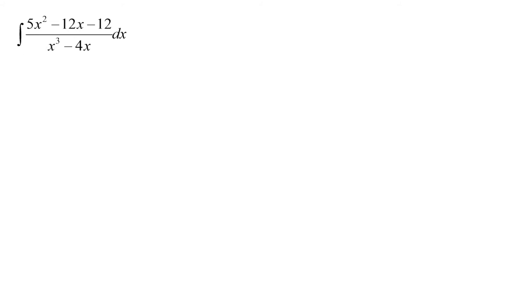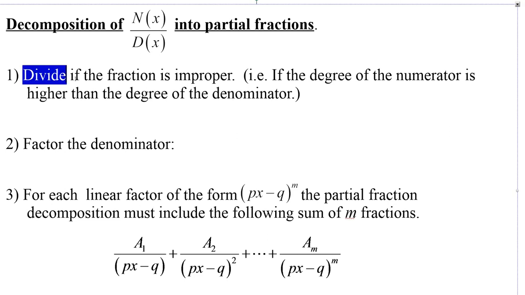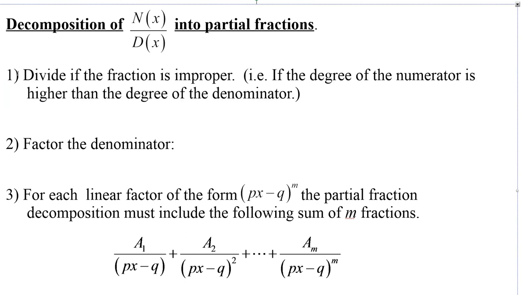So anyway, let's talk about finding the decomposition of a rational function, which is going to be a polynomial N of x over the polynomial D of x, into partial fractions. So the first thing we're going to do is divide if it's improper, and that's what I talked about just before. So this is really me reiterating that. If a fraction is improper, the degree of the numerator is higher than the degree of the denominator, you need to divide that first. And then we're going to factor the denominator.